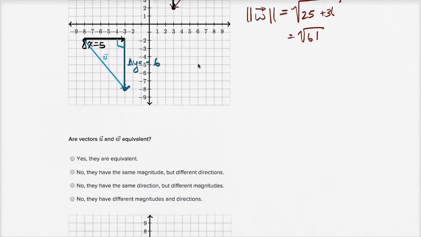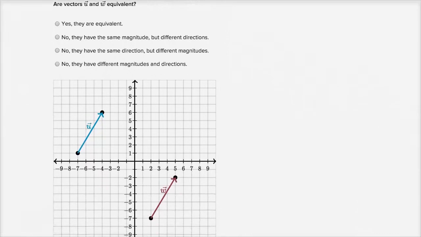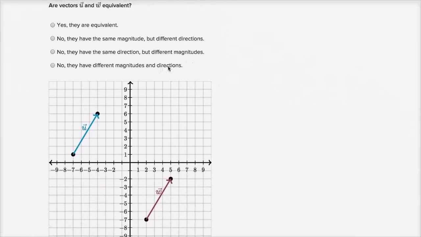Let's do one more of these. Are vectors u and w equivalent? All right. So these look pretty equivalent, just eyeballing it. It looks like they're pointed in the same direction. They're going from the bottom left to the top right. It looks like they're the same length, but we can verify that once again by looking at their x and y components. So thinking about how much we change in x and change in y when we go from the initial point to the terminal point.